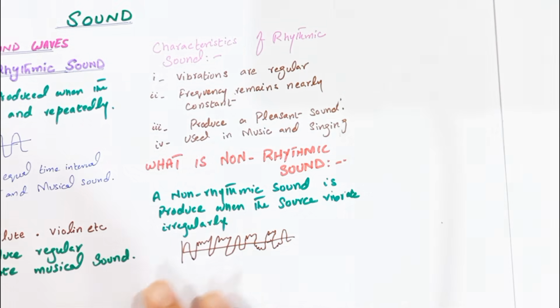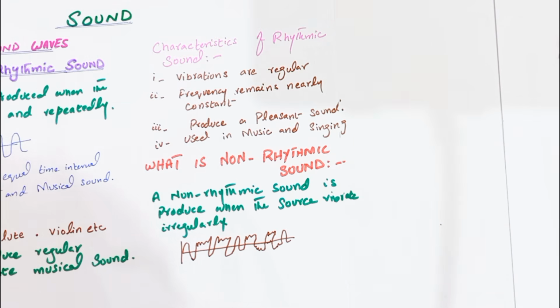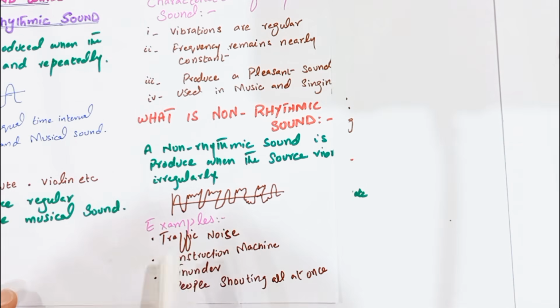The sound waves are not regular. It produces irregular vibrations. When they produce irregular vibrations, the frequency does not remain constant. When the vibrations are irregular and the frequency is not constant, it produces an unpleasant sound. Examples of non-rhythmic sound are traffic noise, construction machines, thunder, and people shouting all at once. All of these produce non-rhythmic and irregular sound.